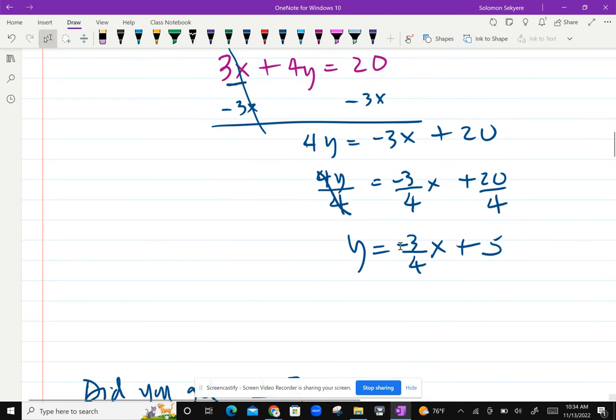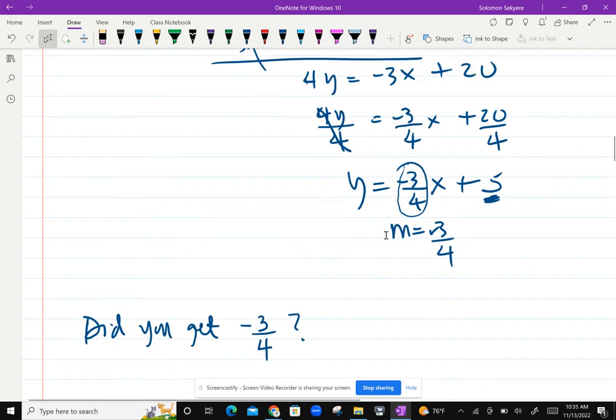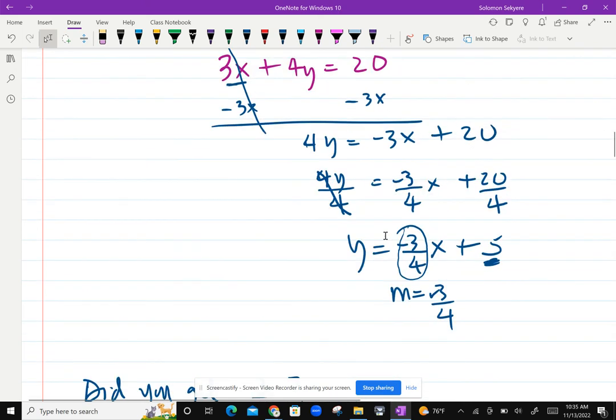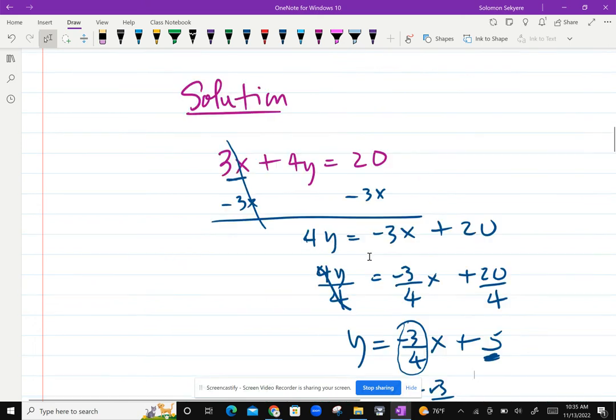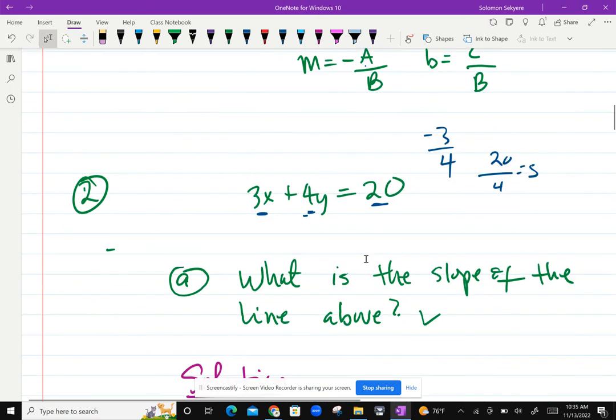And then what do we have? Whatever is multiplying your x, that's your slope. m equals negative 3 over 4. And this is your y-intercept. Cool? With practice, you can look at it and tell what the slope is. When you're asked the slope, don't say the slope is 3. I see that a lot. In the standard form, 3 is not the slope. You have to rearrange it to where the y is by itself.